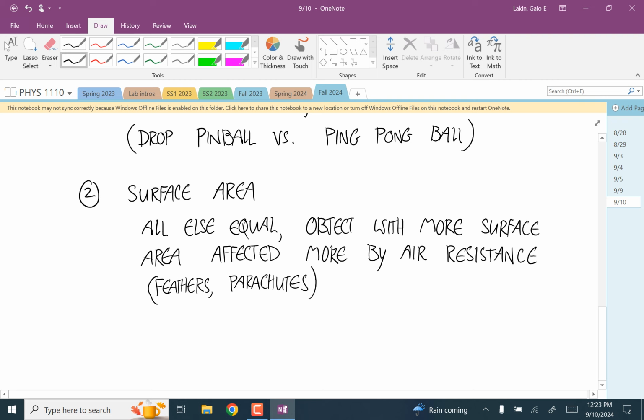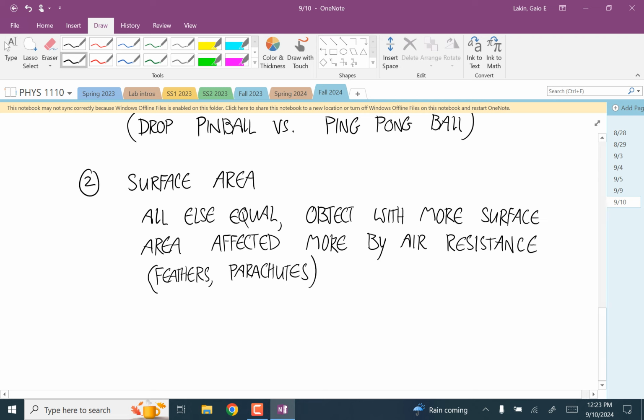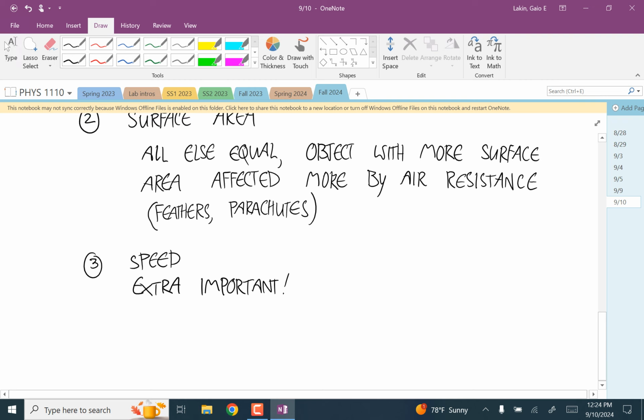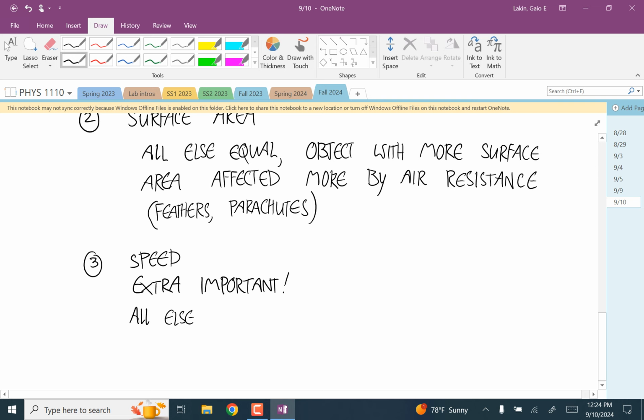And then the last thing that determines the effect of air resistance is the object's speed. And this one is extra important. This has a bigger effect than the other ones. The reason it's extra important mathematically is that the speed is squared in the formula that determines air resistance. So small changes in speed have a big effect on air resistance. So all else equal, fast objects are affected more by air resistance than slow objects.